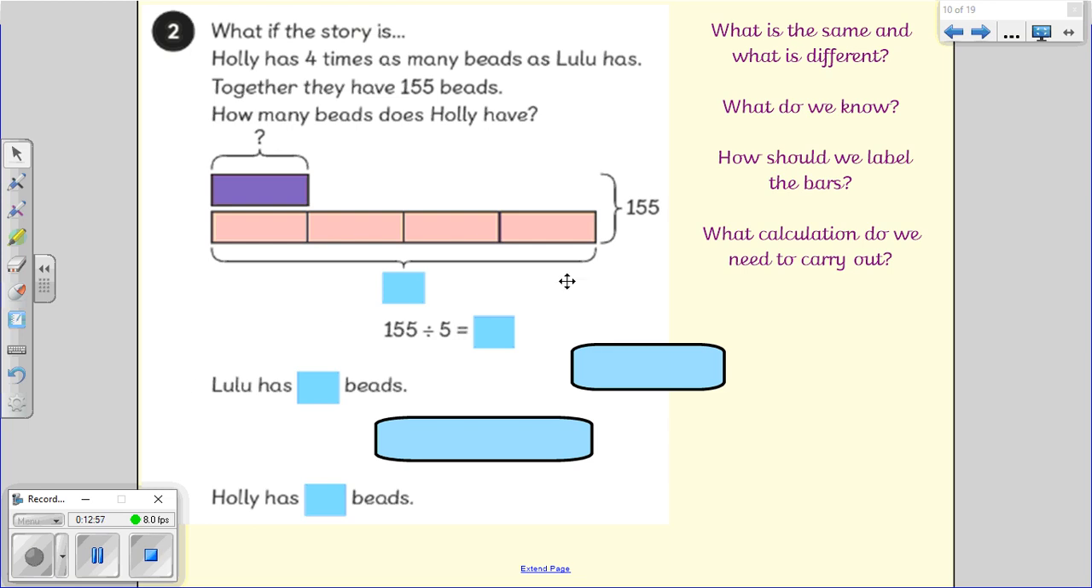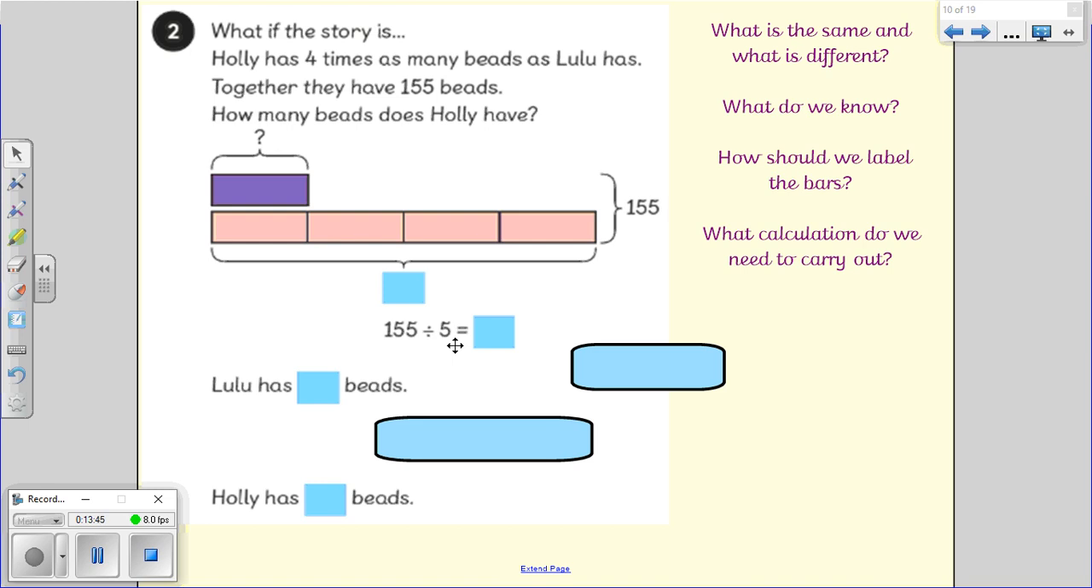Okay, so we can see that this time we've been given the total already of the girls' beads altogether, which is 155, but we don't know the parts yet. So that's what we've got to work out this time. If we know the total but we've got to find out the parts, we're not going to be multiplying this time. Instead, we are dividing, and it's nicely laid out the first problem for us because we've got 155 as our total and there are 5 parts. So we know we must do 155 divided by 5.